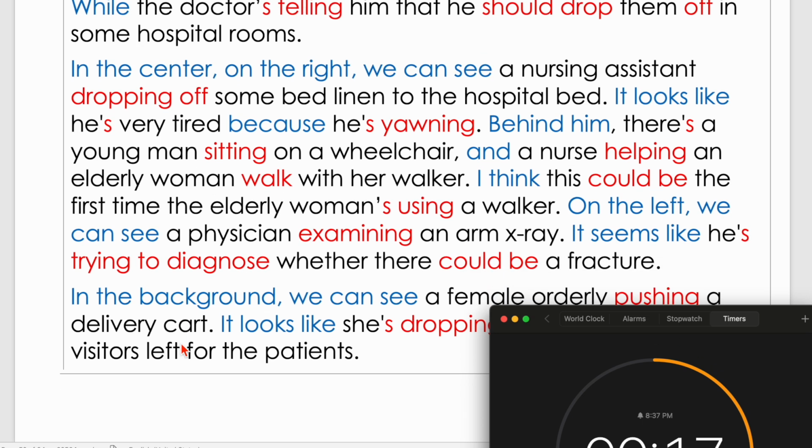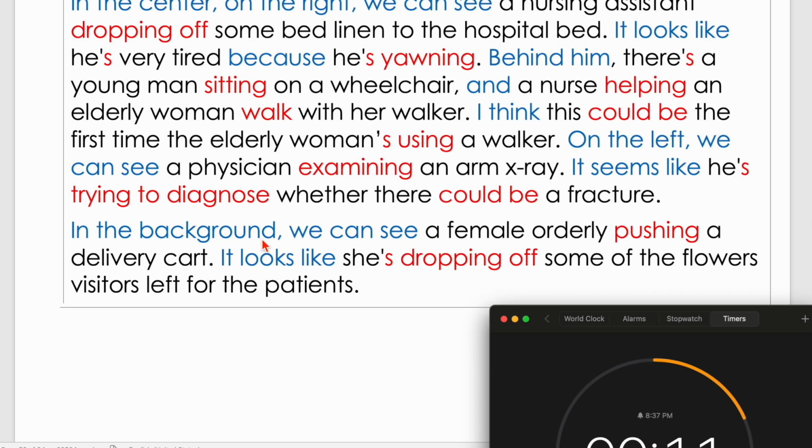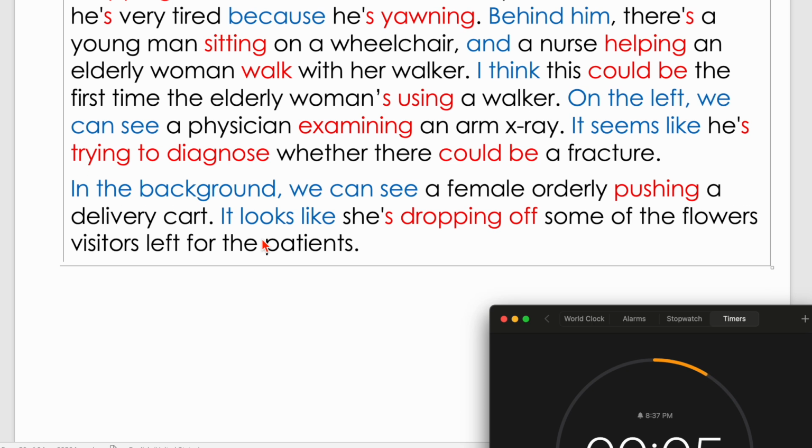On the left, we can see a physician examining an arm x-ray. It seems like he's trying to diagnose whether there could be a fracture. In the background, we can see a female orderly pushing a delivery cart. It looks like she's dropping some of the flowers visitors left for the patients.